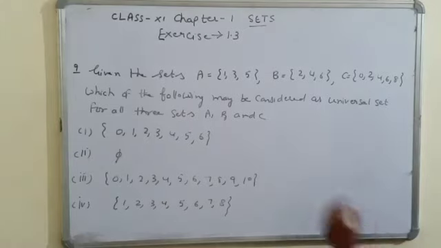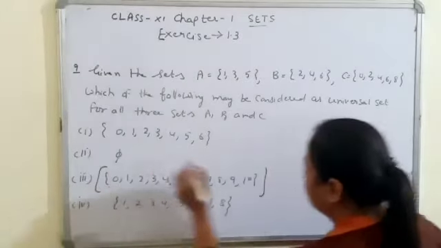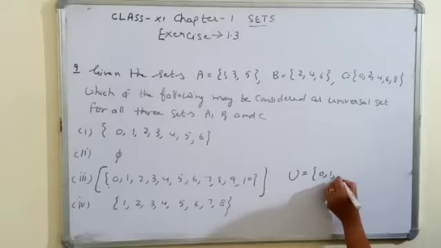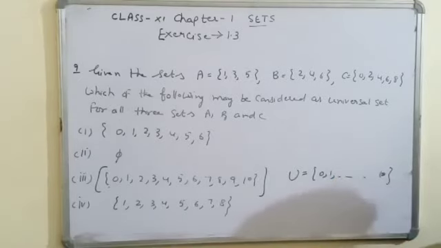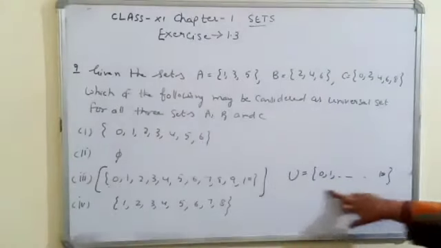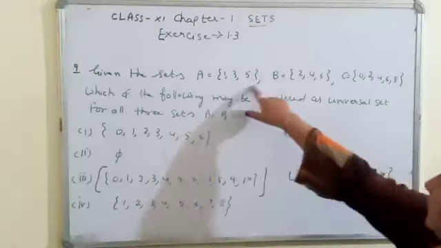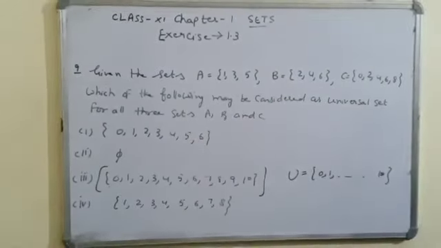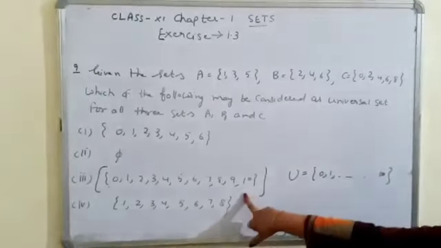So the third one is the universal set, which contains the elements 1, 2, 3 up to 10. You can see A, B, C, these three are subsets of this universal set. So the third one is the right option.